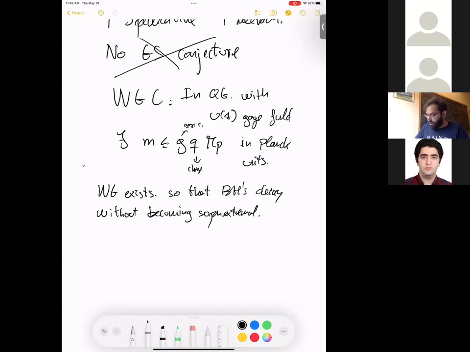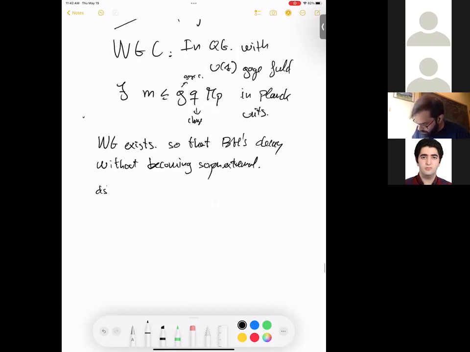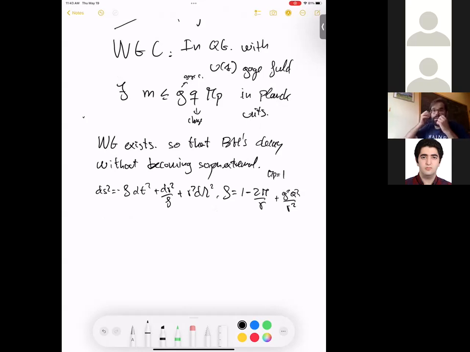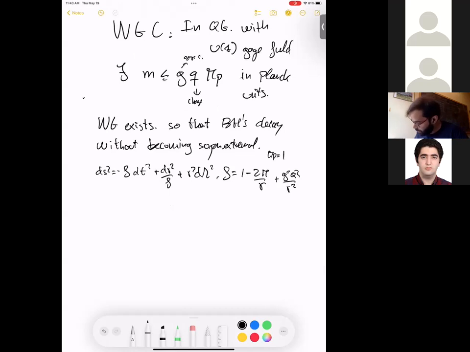What does that mean? Well, here's the charged black hole metric, the Reissner-Nordström metric. It is of the form minus f dt squared plus dr squared over f plus r squared d omega squared, for f equals 1 minus 2m over r plus g squared q squared over r squared. I'm working in units where I set Planck equals 1. So that's the solution, a black hole metric. This is the charged black hole metric.